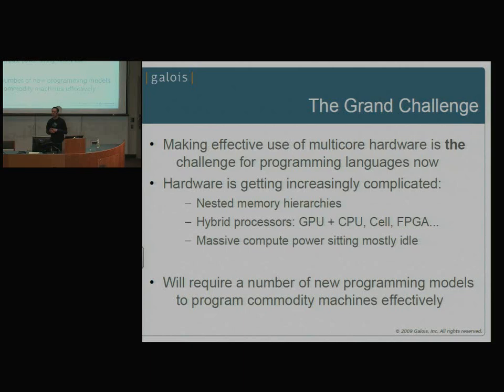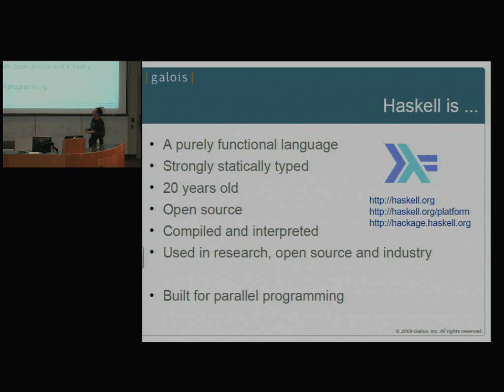So Haskell, if you don't know what Haskell is, it's a purely functional language, purely as in side effects are ruled out by default and you have to enable them explicitly. It's strongly statically typed. It also has type inference, so you don't have to write type declarations. The types are used to improve optimization, to do scheduling, to do all sorts of things, and to do interesting proofs about your program's behavior.